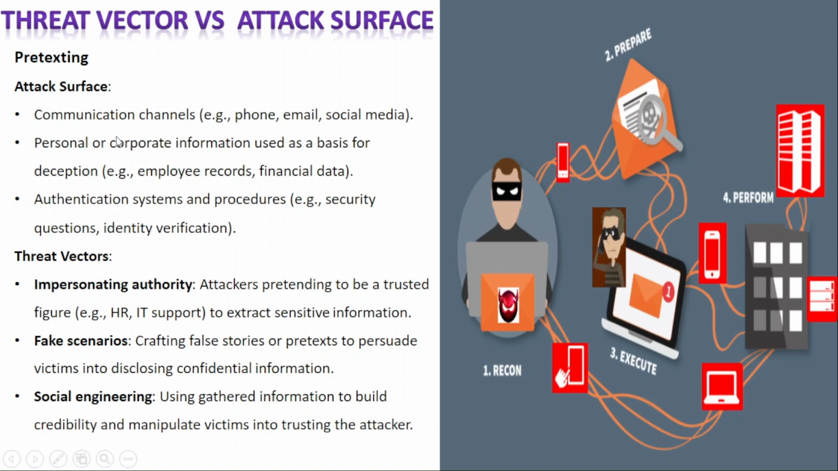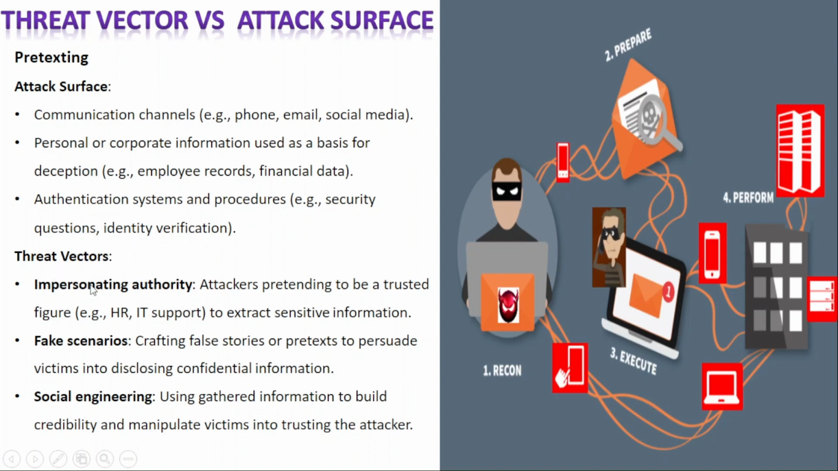So the attack surface again includes the communication channels, phone, email, social media, and the personal or corporate information used as a basis for deception, such as employee records and financial data. So if your company has an official website and publicly available information, that can be used to deceive the employees of your organization. Also authentication systems and procedures, for example, security questions, identity verification, etc.